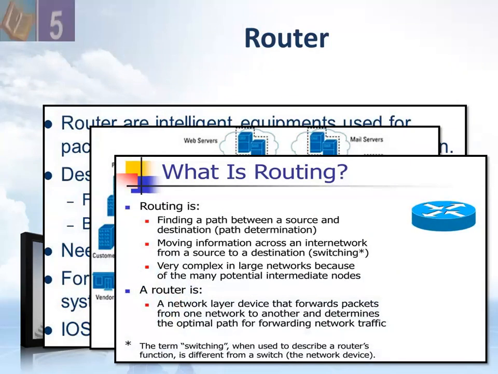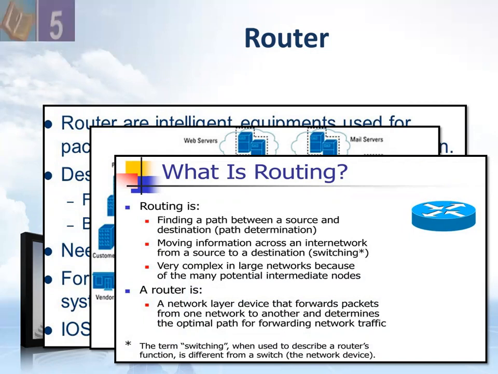A router is a network layer device that forwards packets from one network to another and determines the optimal path for forwarding network traffic. The term switching, when used to describe a router's function, is different from a switch, the network device. So, dear students, routing is a function of a router, and routing is finding a path between a source and a destination computer.